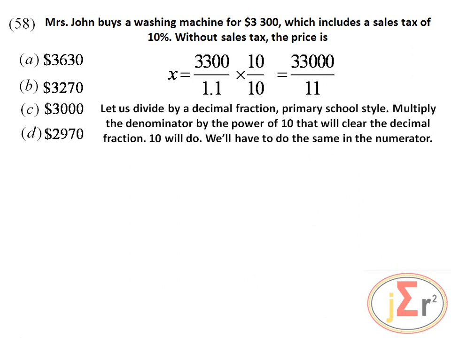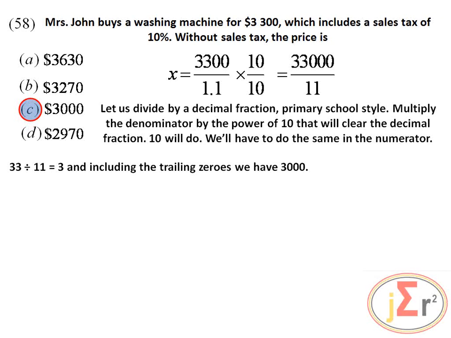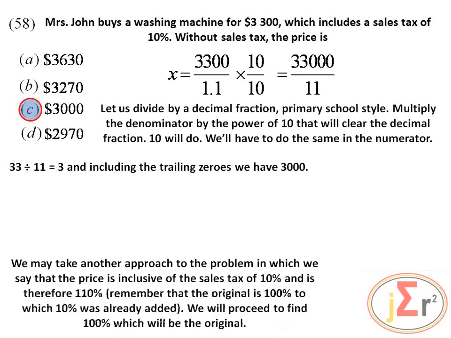What do we do? We just, for a second, forget about the trailing zeros and say 11 into 33 is 3. And considering the trailing zeros, we get 3,000. So 33 divided by 11 is 3, and including the trailing zeros, we have 3,000. And that is our correct answer, as we discussed before.